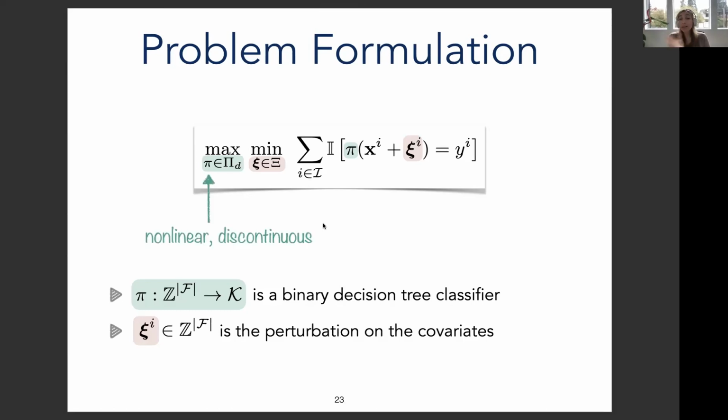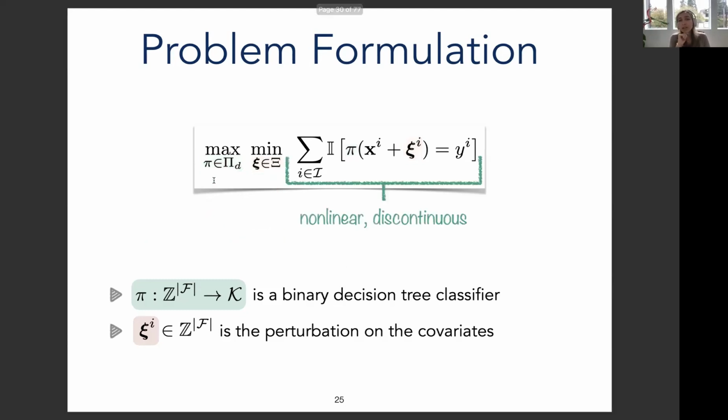Now let's talk a little bit about the difficulty of solving this problem. We're optimizing here over a space of functions that are nonlinear, discontinuous. The uncertainty set C is discrete. Why is that? Because my covariates are discrete and therefore the perturbations must be discrete. Otherwise, I would have unrealistic realizations of the perturbed data. And my objective function is also nonlinear, discontinuous. So this problem is kind of difficult.